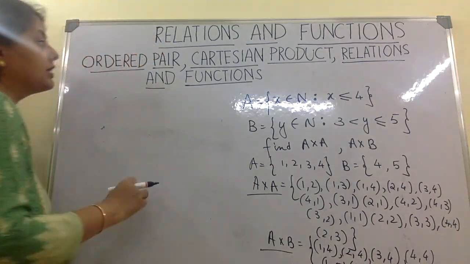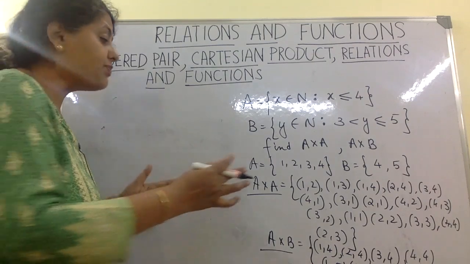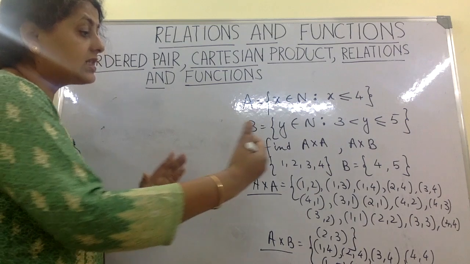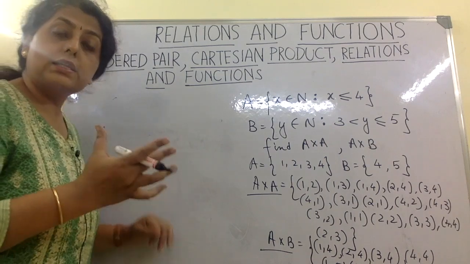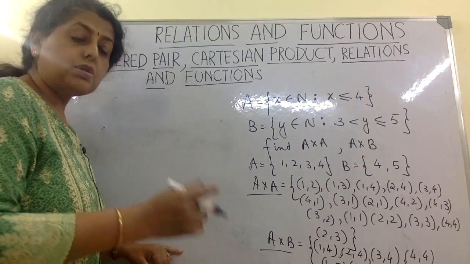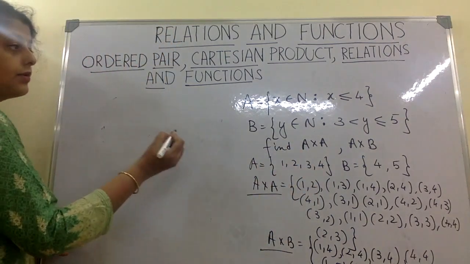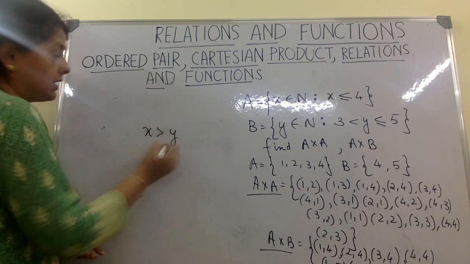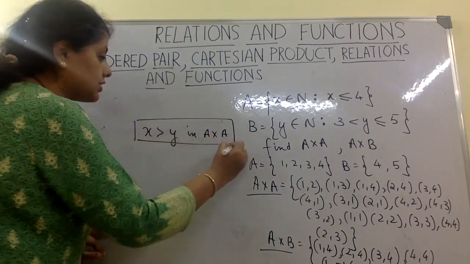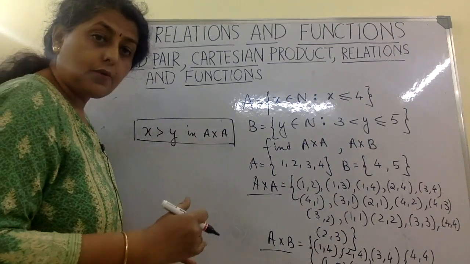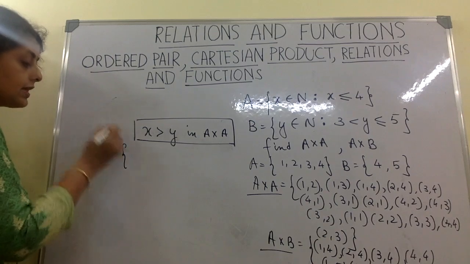After this we have relations. Now, a relation is actually a subset of a Cartesian product, a small part of it. So I have to tell the condition of the relation. If I give the relation, X is greater than Y in A cross A, this is my relation. If I give this relation, then I will get another set. Let's say relation P, and that becomes what now?